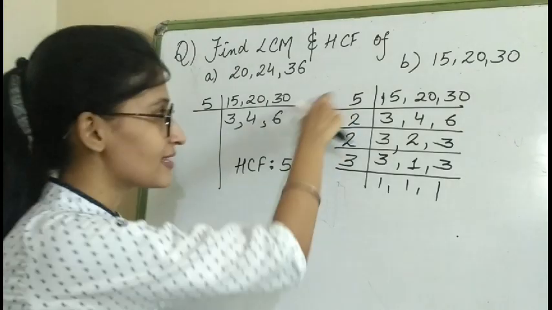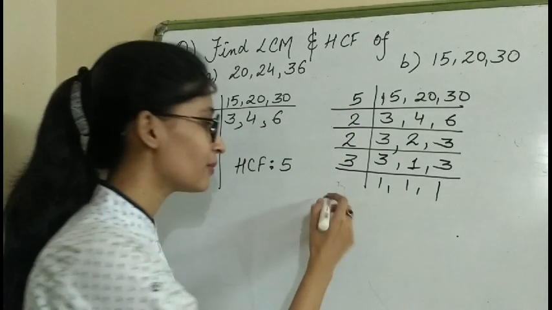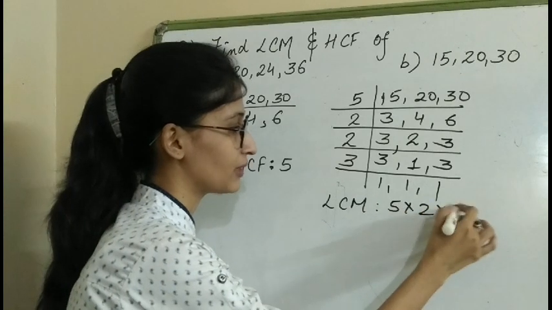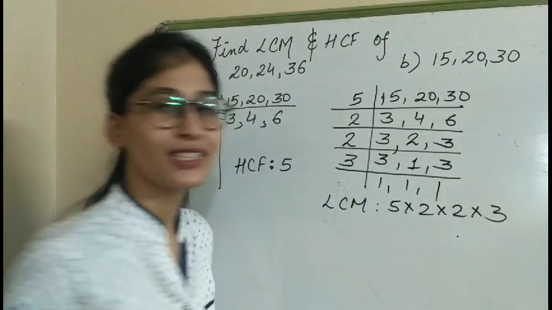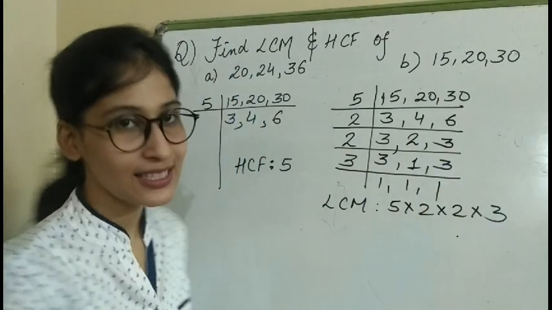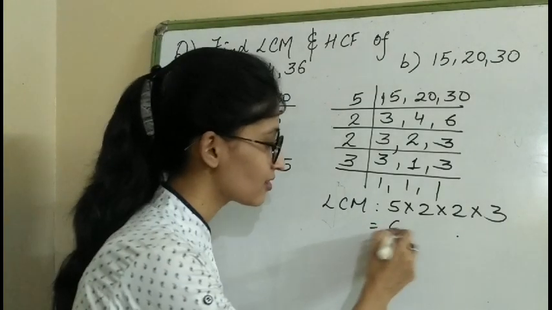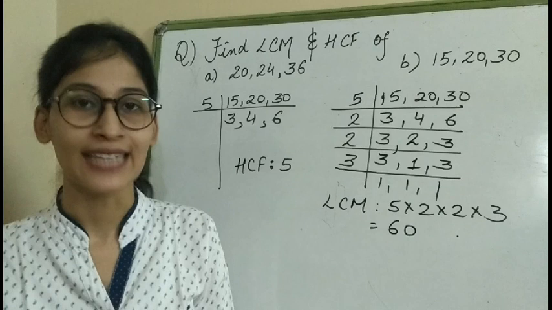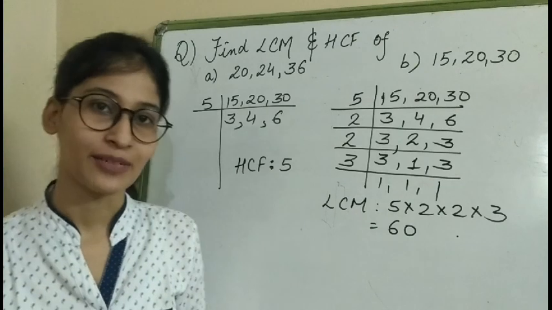So, the LCM will be product of these prime numbers. So, LCM here will be 5 multiplied by 2 multiplied by 2 multiplied by 3. On multiplying these, you will get the answer as 60. So, the LCM of 15, 20 and 30 is 60.